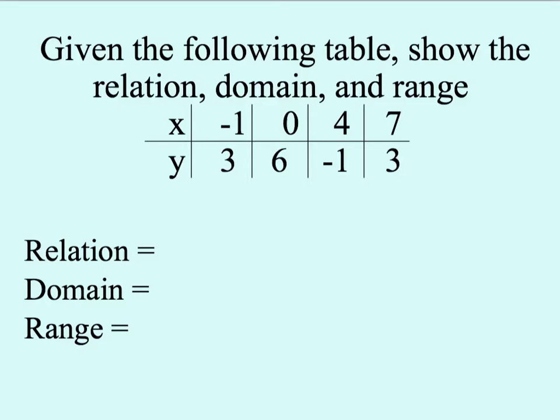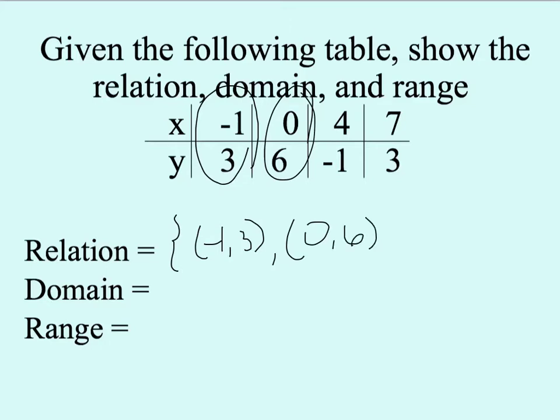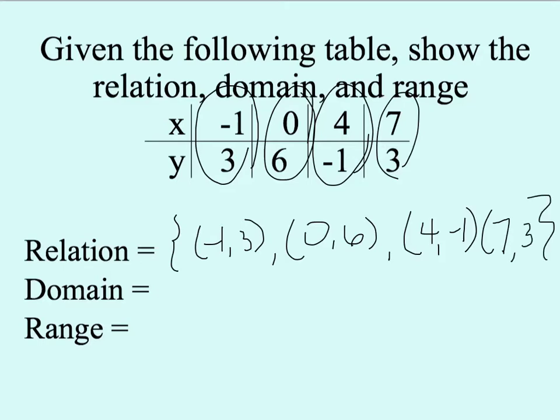Here you might see a table that's horizontal. If I want to write the relation, here is my first x-y point, so I can write it as (-1, 3). Then the next one, (0, 6), (4, -1), and finally (7, 3). That's the relation. Remember that the domain is only the x values, and the range is going to be the y values.